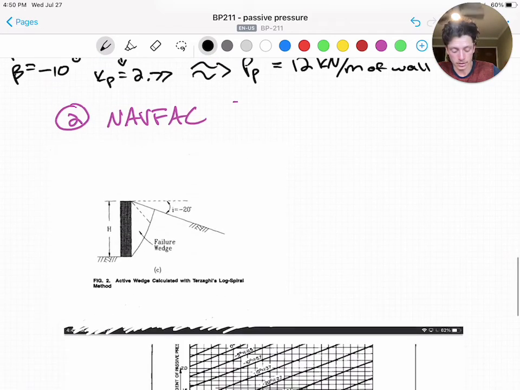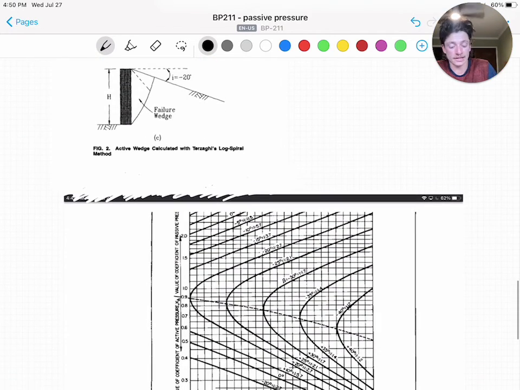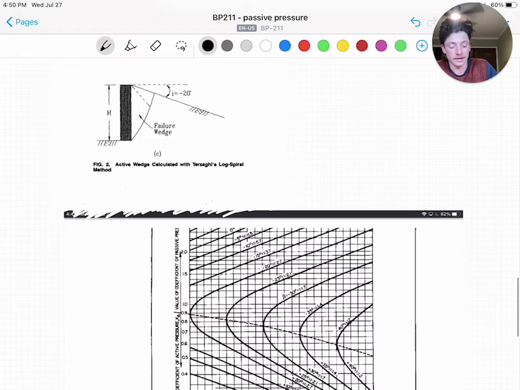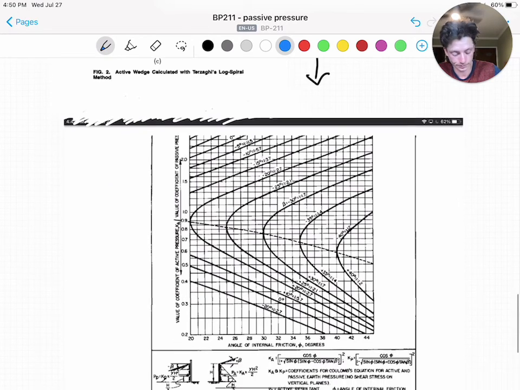So you can see the active wedge that is used in the NAVFAC here, and you can see that a -20 degree slope is what's used for example, and how that failure wedge is significantly reduced. So in figure 7.2-64 of the NAVFAC Chapter 7, we can just read the Kp value from a chart for granular soils. And then using the same H and soil density, we can calculate passive pressure.